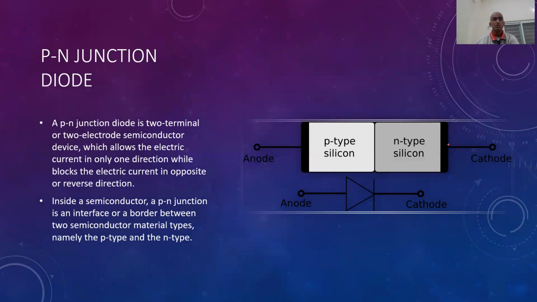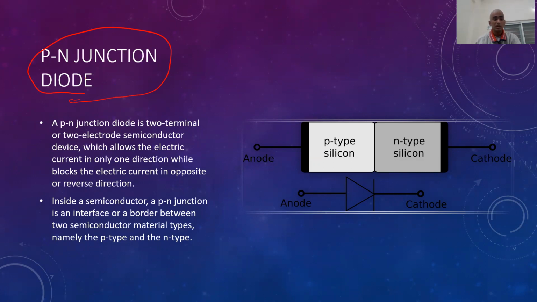A PN junction diode is a two-terminal device which allows electric current in only one direction. As it is a diode, its basic principle is to allow current to flow in only one direction. The same follows for the PN junction diode, while blocking the electric current in the opposite or reverse direction.